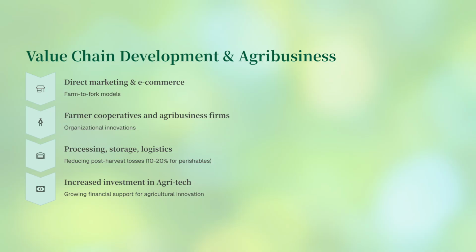Lastly, value chain development through improved food processing, storage and logistics can substantially reduce post-harvest losses. Growth in agribusiness and farmer cooperatives allows producers to market directly, enhancing profitability. E-commerce platforms and farm to fork supply chains promise better price realization and market access.